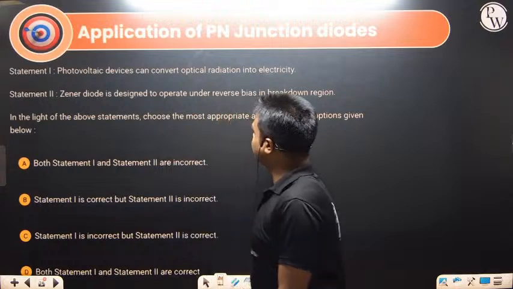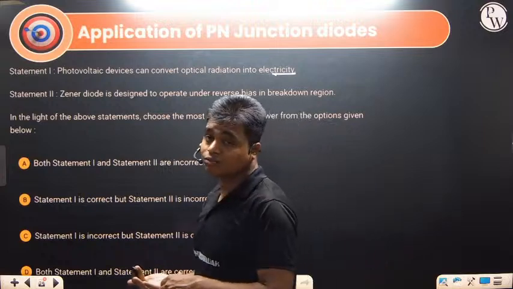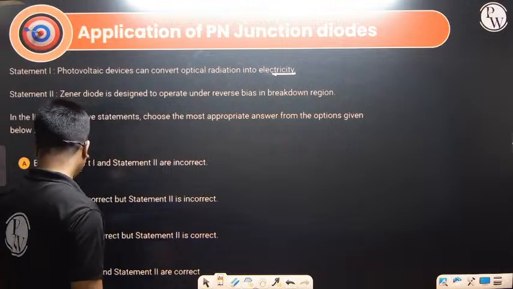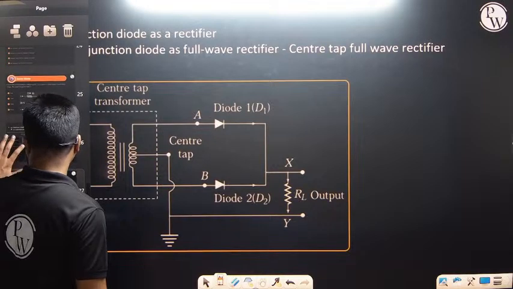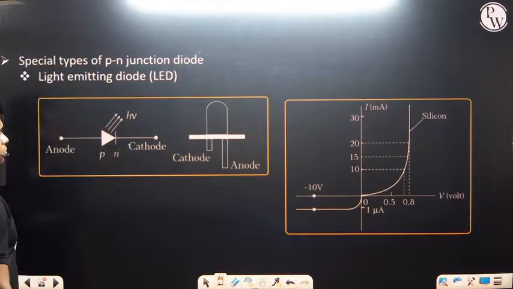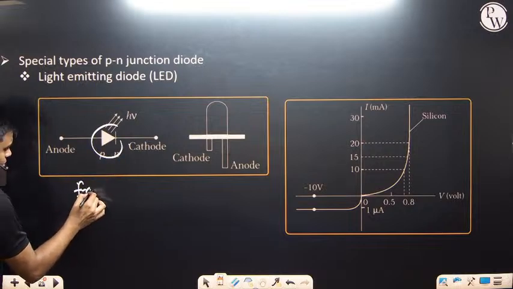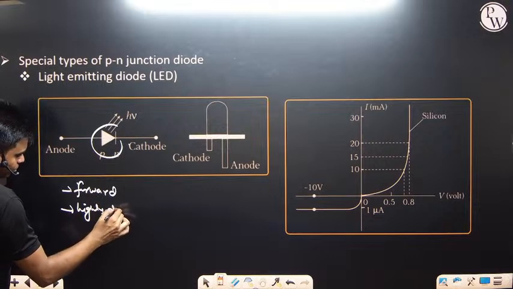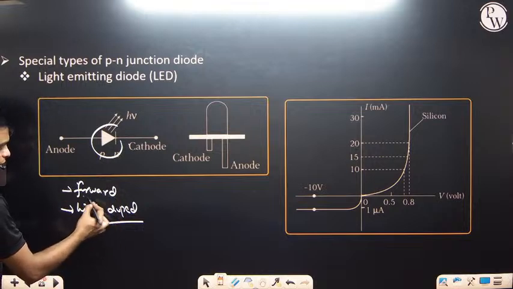The photovoltaic devices can convert optical radiation into electricity. Yes, photovoltaic devices depend on the light. So photovoltaic devices, for example, photodiode we have. The photodiode, we will be discussing this one. Yeah. So we have three types of optoelectronic devices. First is LED. What is LED? This is operated under forward bias condition. This one is a highly doped semiconductor, highly doped PN junction diode operated in the forward bias condition.